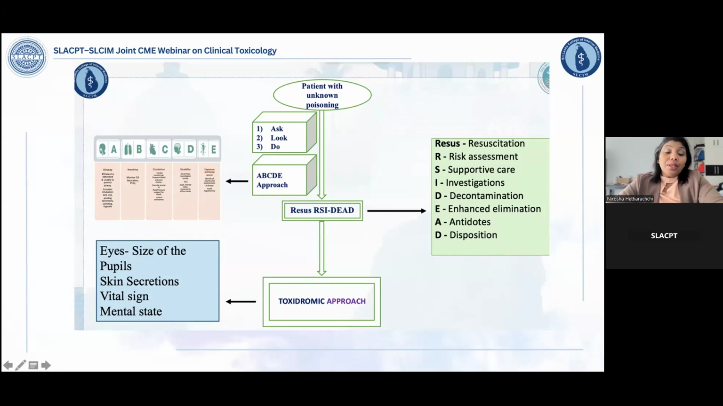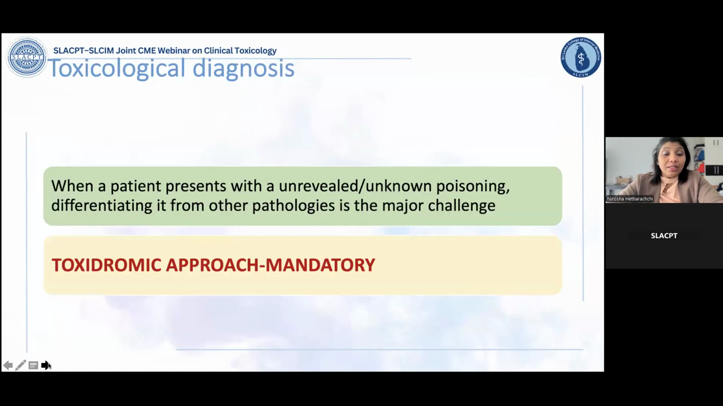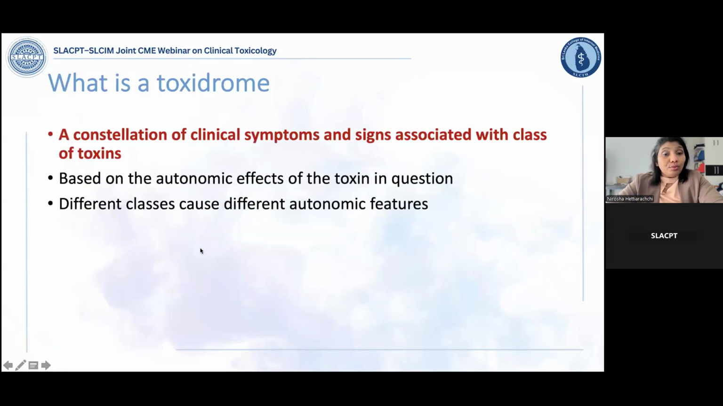It's actually a very simple approach where you use only the clinical signs, like the size of the pupils, skin secretions, vital signs, and mental status. By using this simple clinical assessment, you can come to a diagnosis. As I said before, when a patient does not reveal the poison taken, differentiating it from other pathologies might be a major challenge. Then differentiating which poison the patient has taken also becomes a major challenge. That's where the toxidromic approach will be very useful.